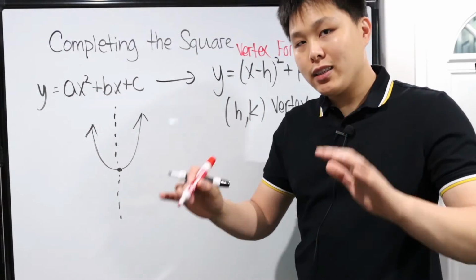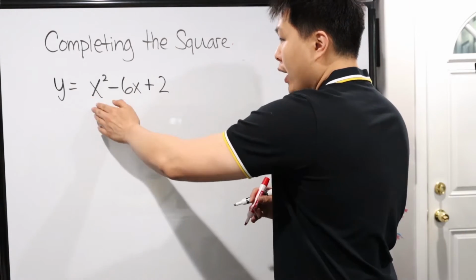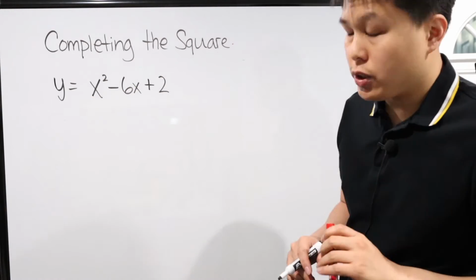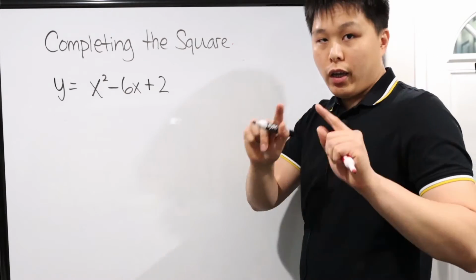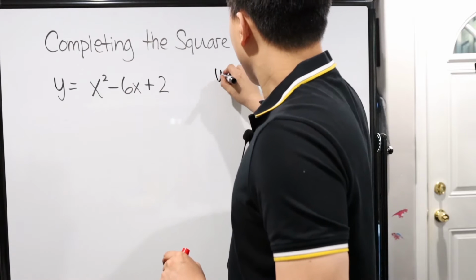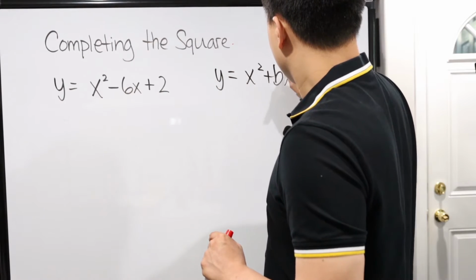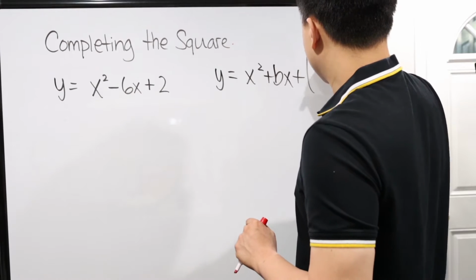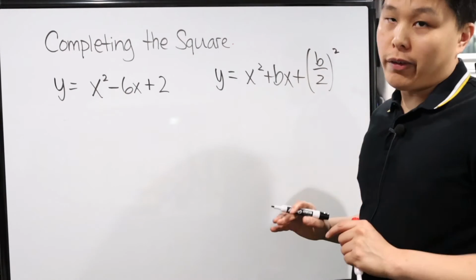So we're going to practice the actual skill of completing the square. For our first equation, we have this: y equals x squared minus 6x plus 2. Now, before I even start working on this, I've got to show you the skill of completing the square. If you're familiar with it, completing the square actually has a formula. Y equals x squared plus bx plus (b over 2) squared. Okay, this looks very scary.